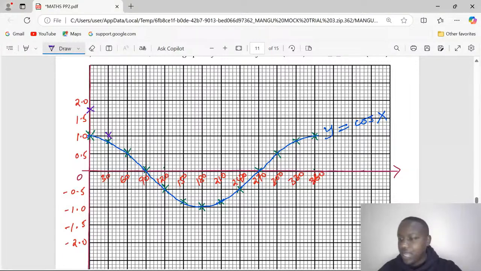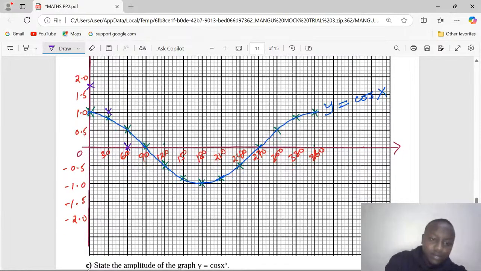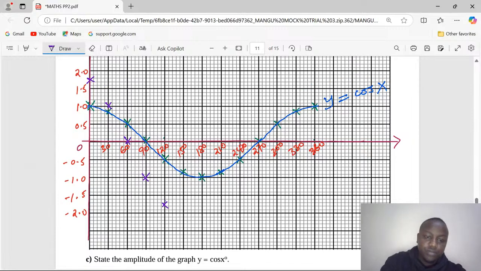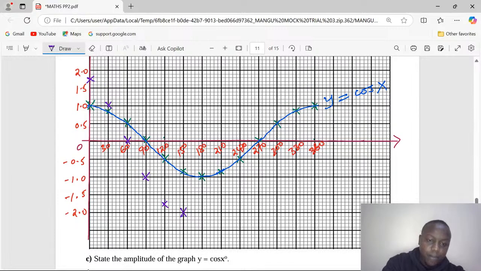At 60, I'm going to have 0. At 90, I'm going to have negative 1. At 120, I'm going to have negative 1.73. Then at 150, negative 2. Then at 180 again, we'll be at this point.